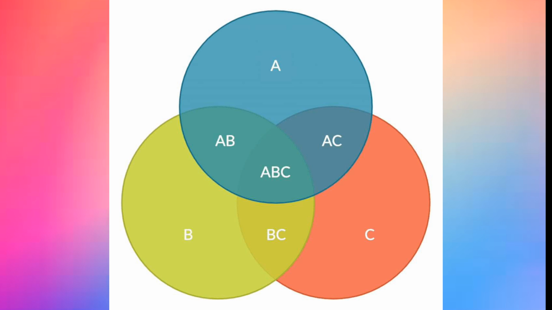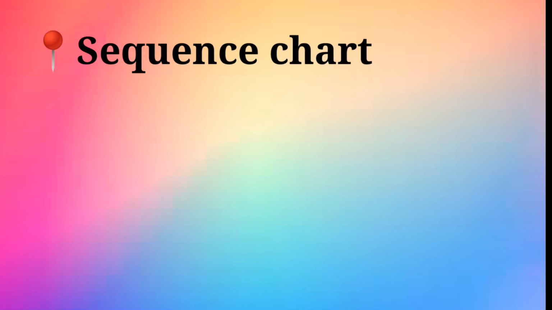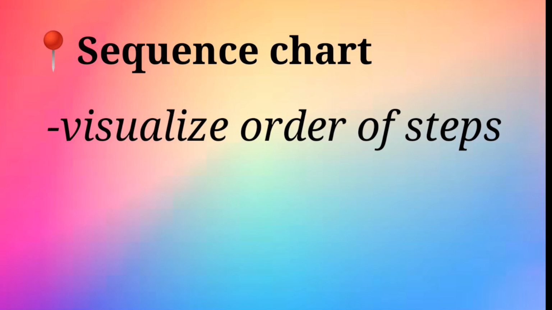Next graphic organizer is sequence chart. A sequence graphic organizer is a tool that helps visualize the order of steps of a process or a timeline of events. It can also be used for note-taking, lesson planning, and essay writing. Here is an example of a sequence chart.